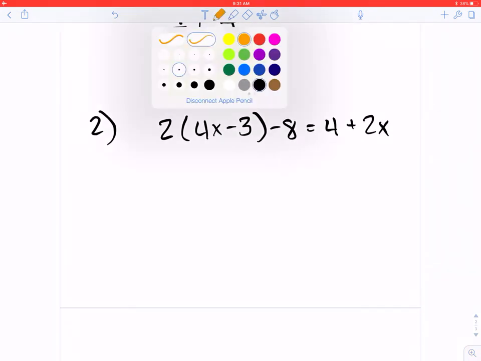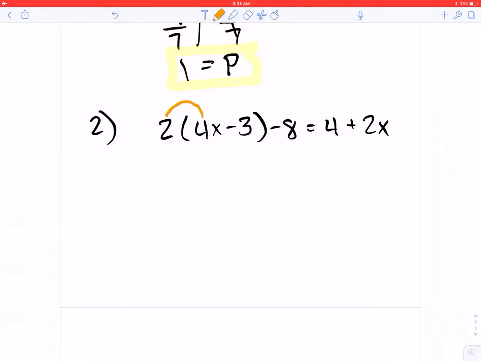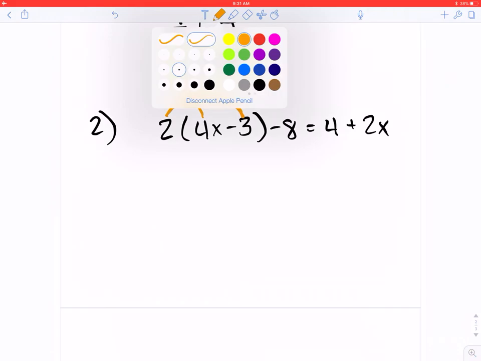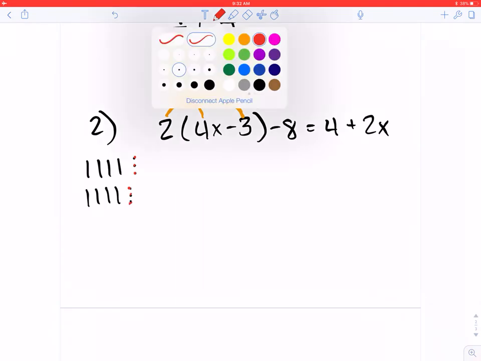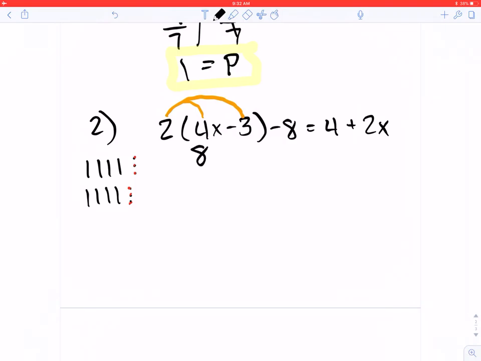So before I can solve, I need to distribute this 2 because I'm saying I have 2 groups of 4x minus 3. So really I have 4 x's and 3 units, but I have 2 groups of them. And these units are negative. So how many x's do I have total? Well, 4 times 2 is 8. And how many units? Remember, they're negative units. 2 times -3 is -6. I just got rid of my parentheses. Now I'm going to bring everything else down.